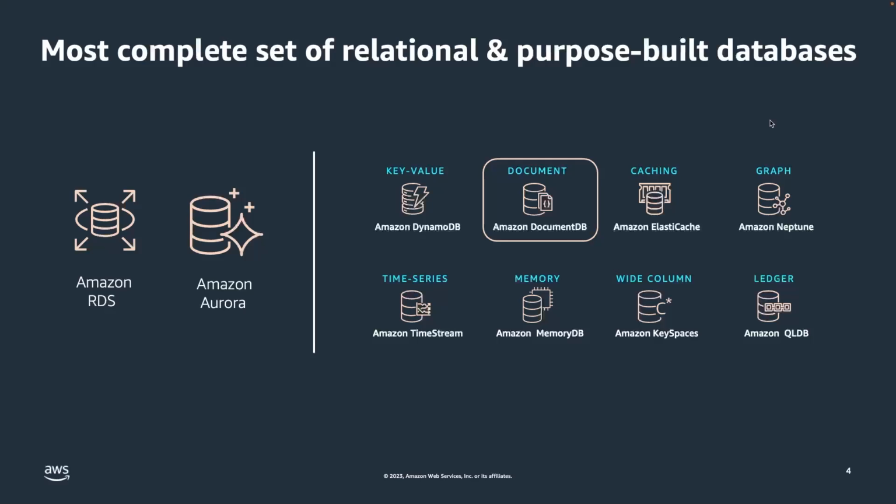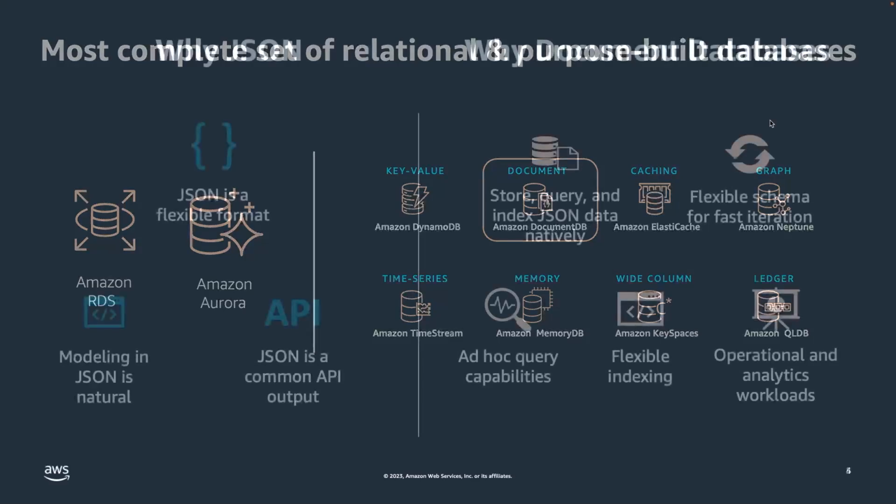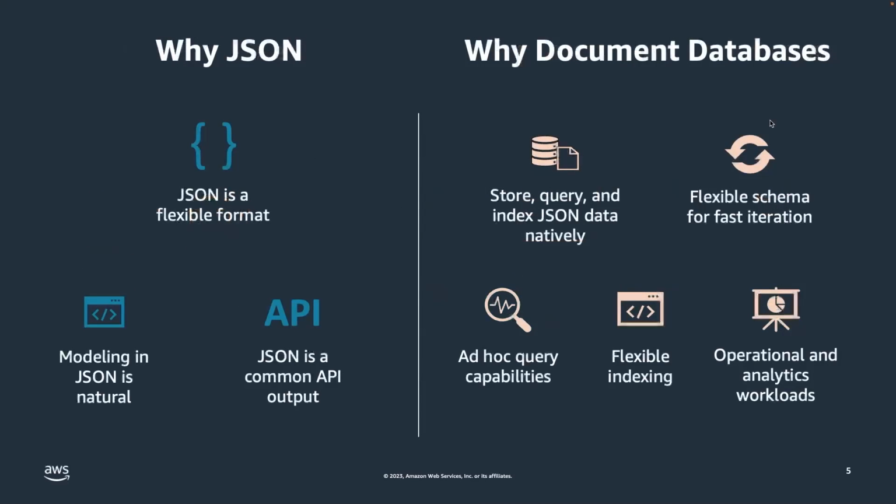And as you can see, we do have a wide array. If you're looking for a wide column solution, we have Keyspaces. A graph solution, we have Neptune. But you can see at AWS, we're really focused on the right tool to solve the job and to help our customers meet their business outcomes.